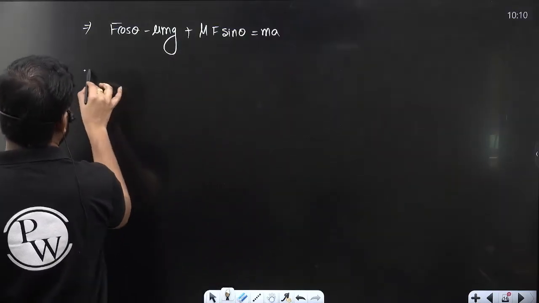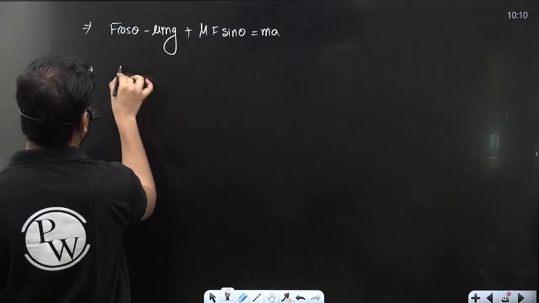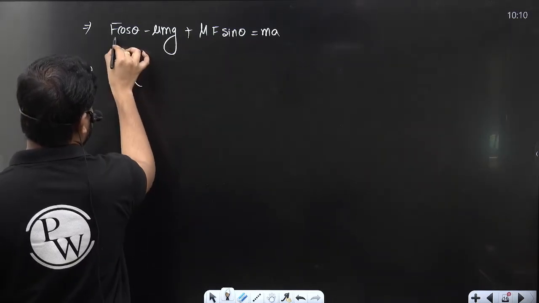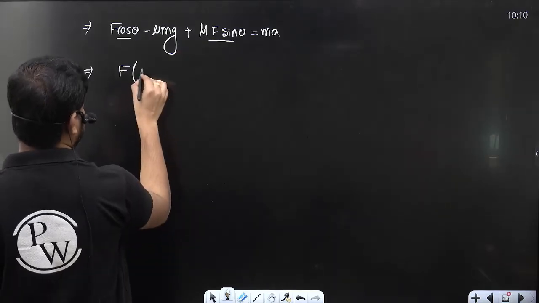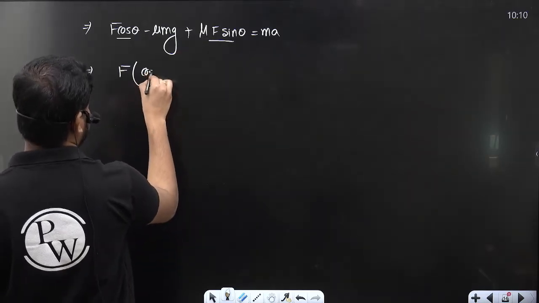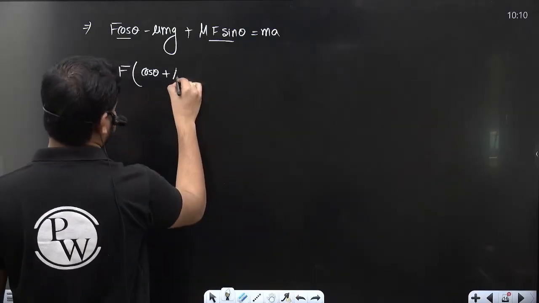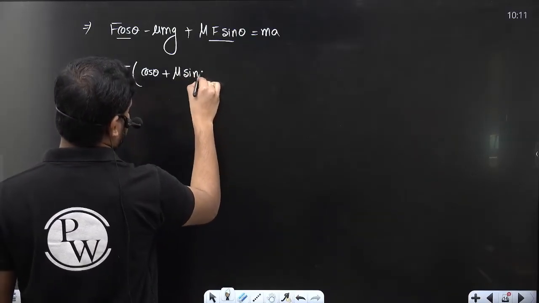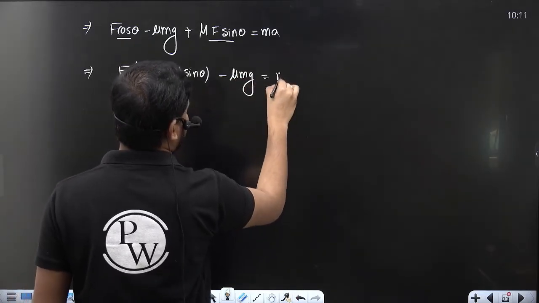So let's do one thing. In these two terms, let's take F common. So this term and this term, I'm taking F common. So if I take F common, this is going to be cos theta plus mu sin theta. So here minus mu mg, which is equal to ma.